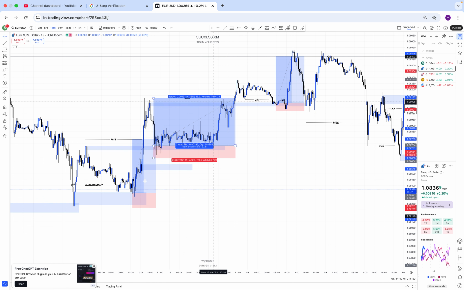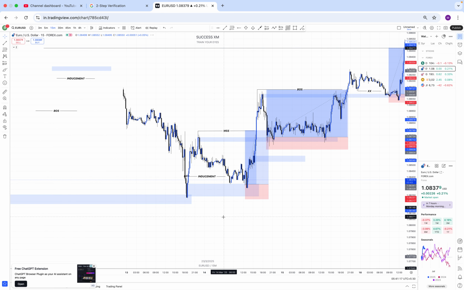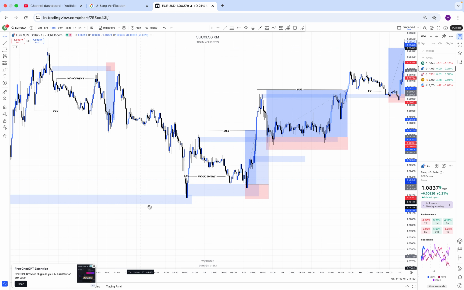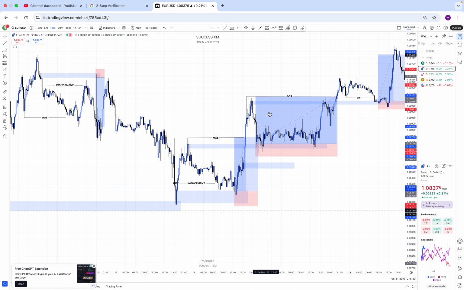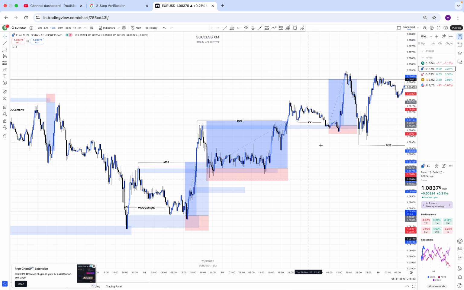I didn't take this one because price just got to a demand zone here. It shifted structure here, came back, swept inducement and pushed. So I started looking for my buys, targeting this liquidity that I marked on the 4-hour. So the one I actually took was this one.